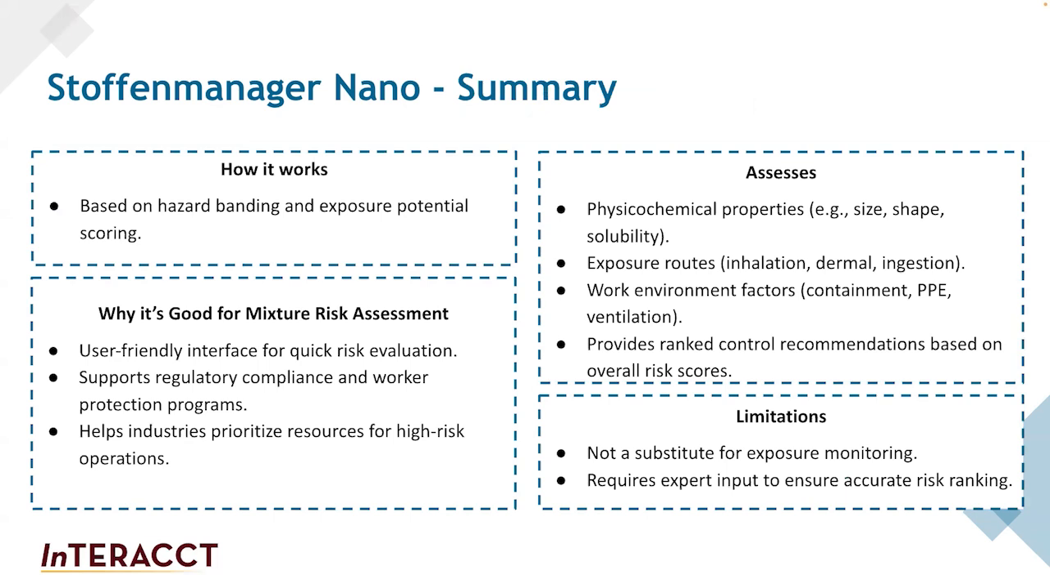Here we have the summary of the Stoffenmanager Nano tool. In terms of how it works, the tool combines hazard banding with exposure potential scoring to assess the risk. And it evaluates physicochemical properties such as size, shape, and solubility. And also it considers potential exposure routes like inhalation, dermal, and ingestion. And it reviews work environment factors, including contaminant, PPE, and ventilation.